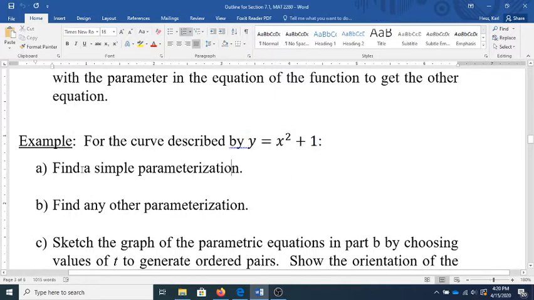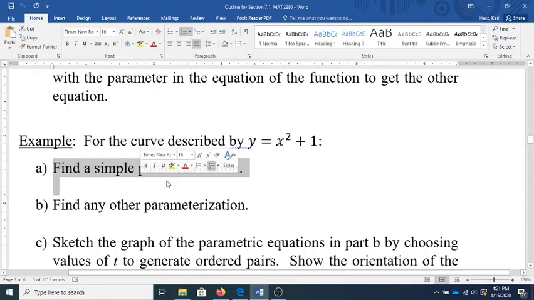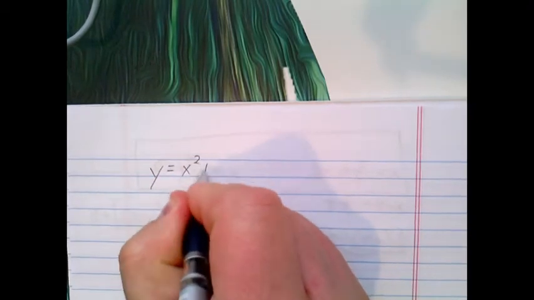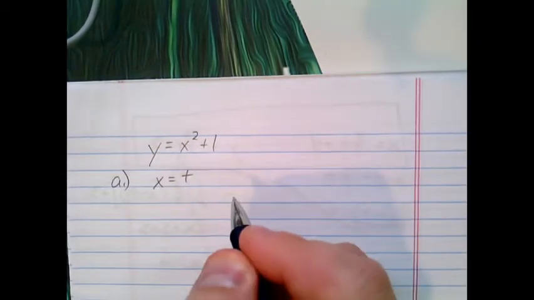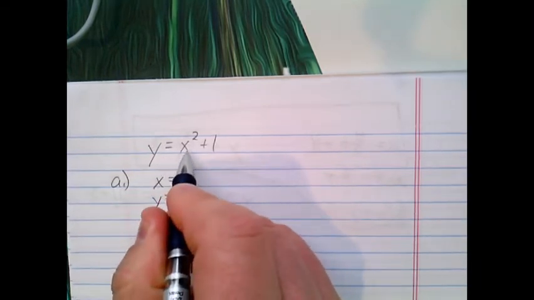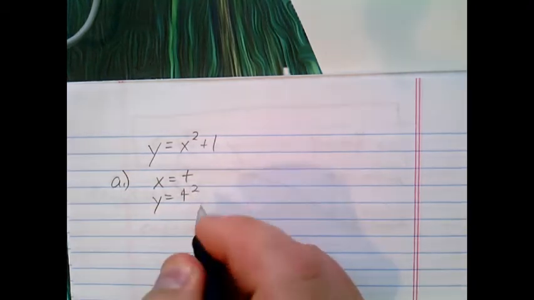So, if we want to find a parameterization, and we don't necessarily have anything in mind about what point we want to start at or how fast we want to go or anything like that, we just want to get some parameterization. Here's an easy way to do that. Let me flip this piece of paper over here and get these pieces of paper out of the way. So we had y equals x squared plus 1. Part A, find a simple parameterization. Here it is. x equals t, and then, since we already know that y equals x squared plus 1, if x is t, that pretty much forces y to be t squared plus 1.